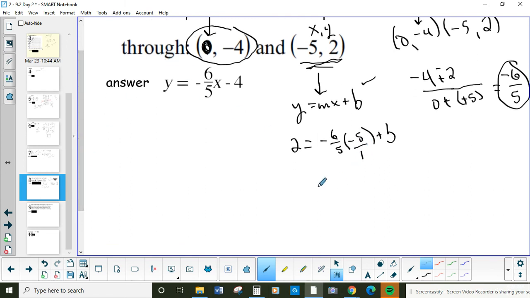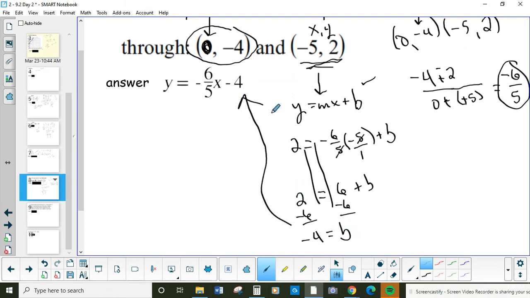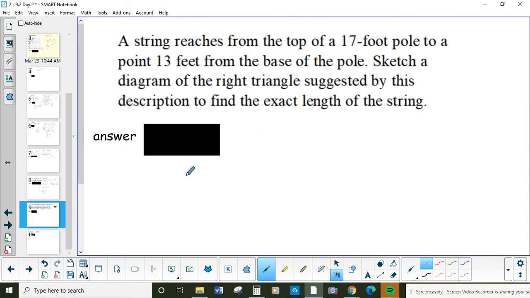Dealing with fractions, make everything a fraction. Separate your left from your right side. Cross out your 1s. Negative times negative is positive. Isolate the variable by doing inverse operations. Opposite teens mean subtract. We have more negatives, and you can see we get our negative 4 that way also. You guys pause the video, read this question, and try it on your own first.